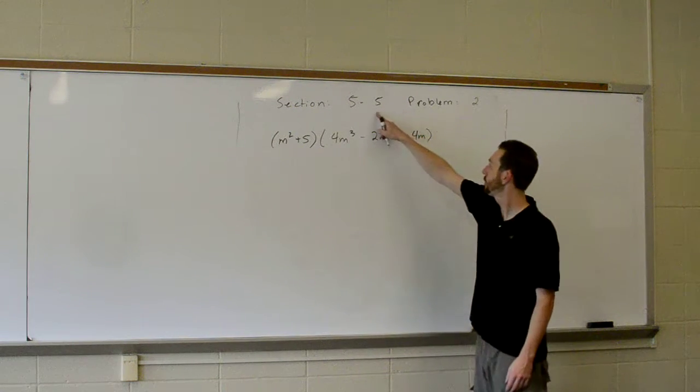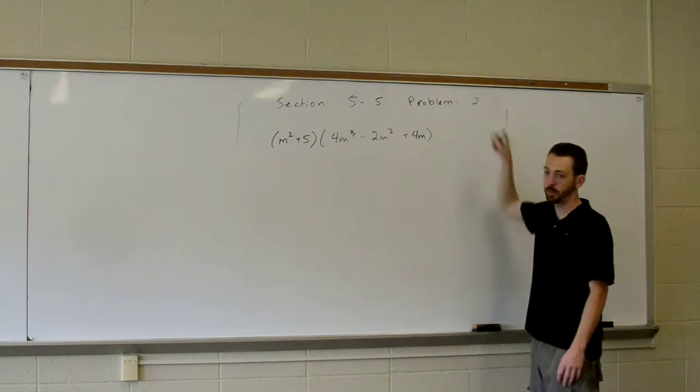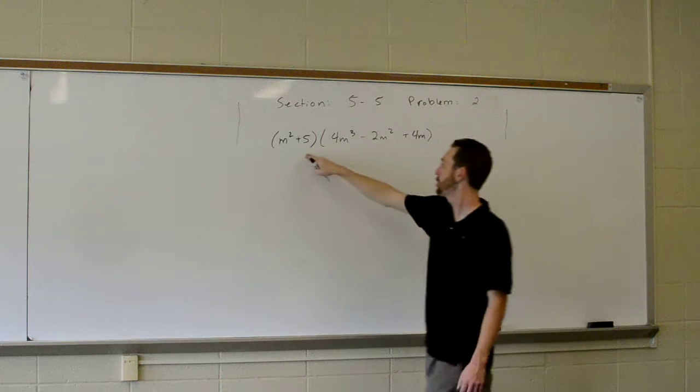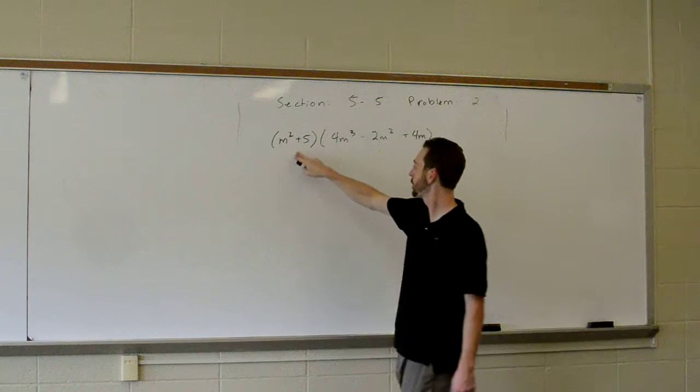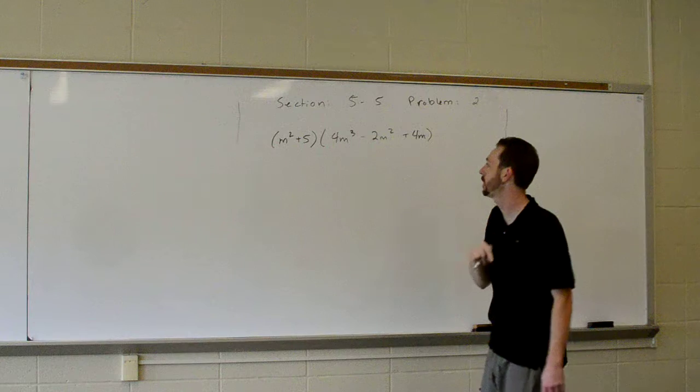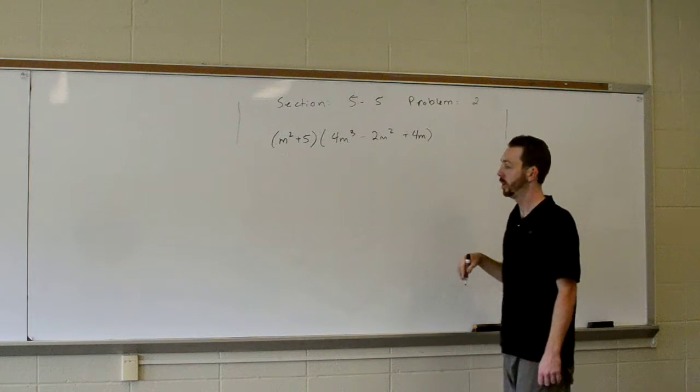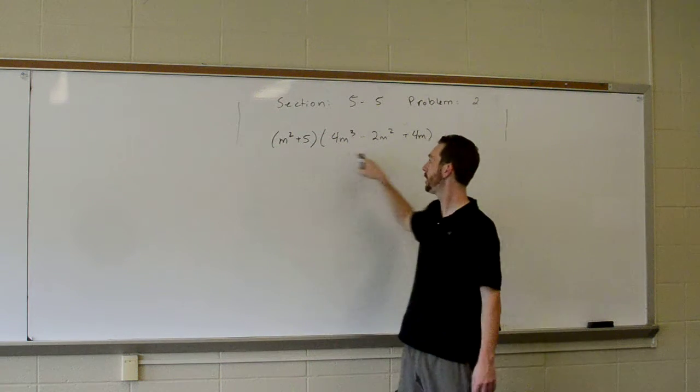In section 5.5, problem number 2 from the book. Here we've got two polynomials that we're multiplying together. The first one's a binomial, the second one is a trinomial or a polynomial. When we multiply these together, we need to follow the same rules.